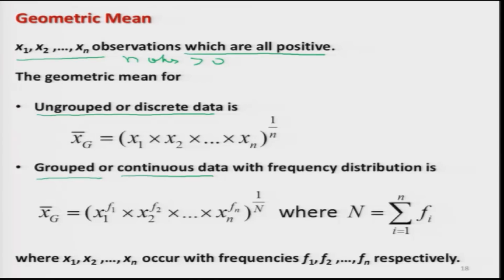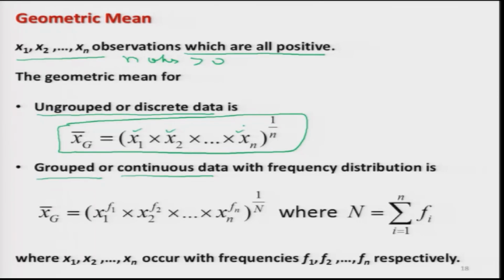So, when these observations are ungrouped, then in this case the geometric mean is defined by x bar g, something like this. So, what we are trying to do here is simply take all the observations x1, x2, xn, multiply them, and then find the nth root by taking the power to be 1 upon n.